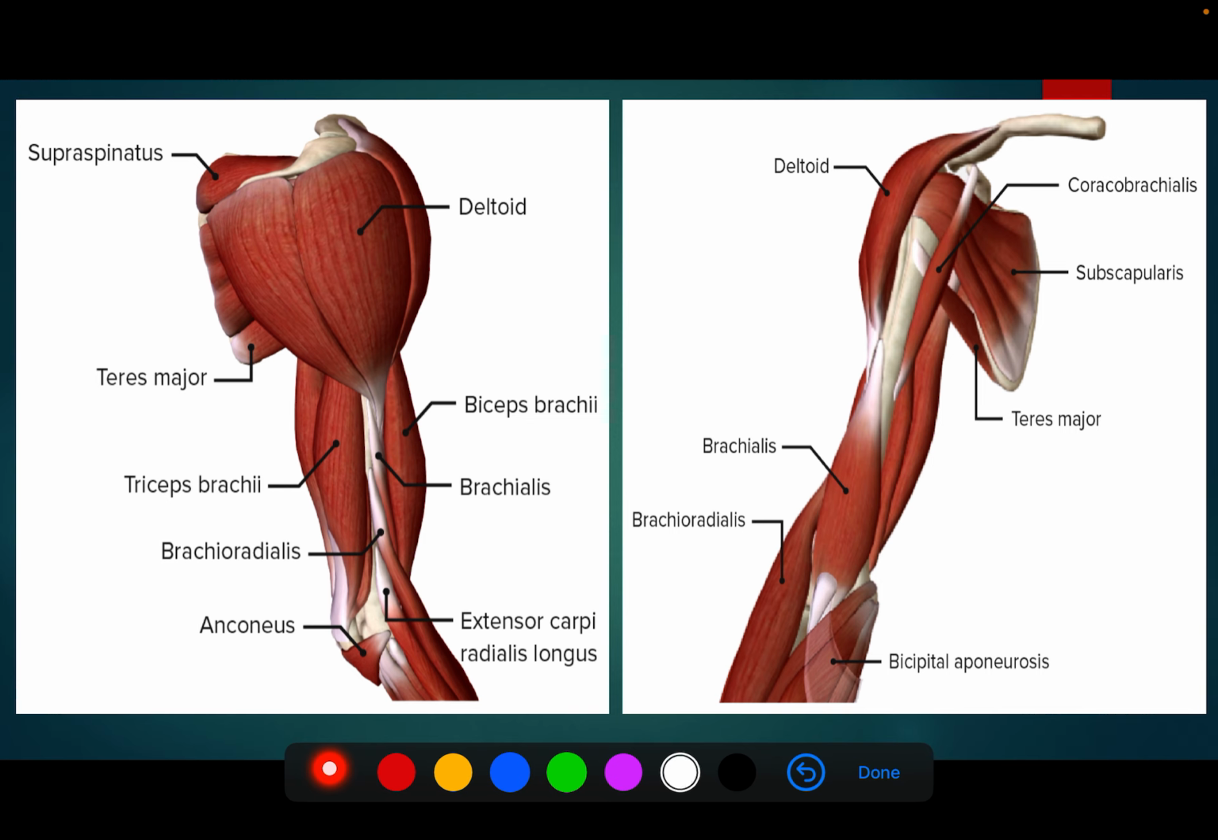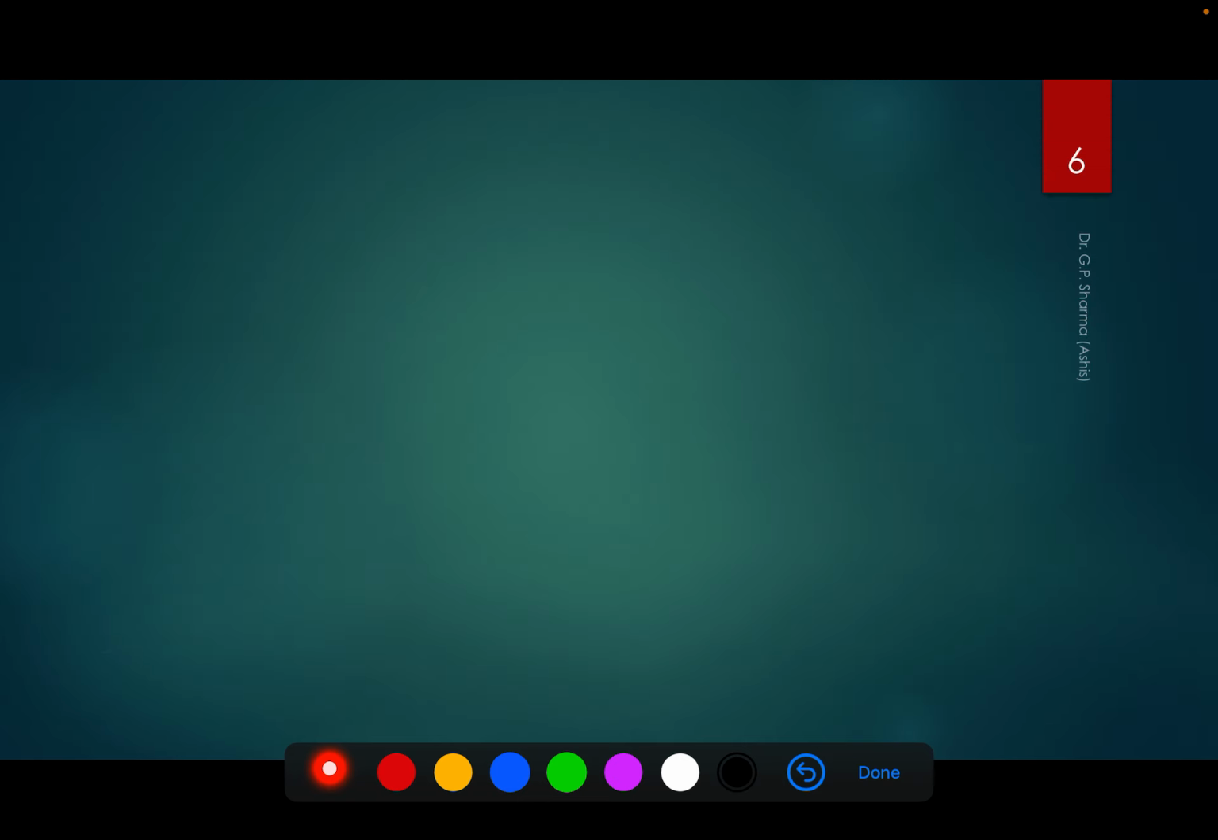Here we are looking from the back side, and here we are looking from the front side. Okay, so we will come to these muscles again. So let's complete the median nerve here now.